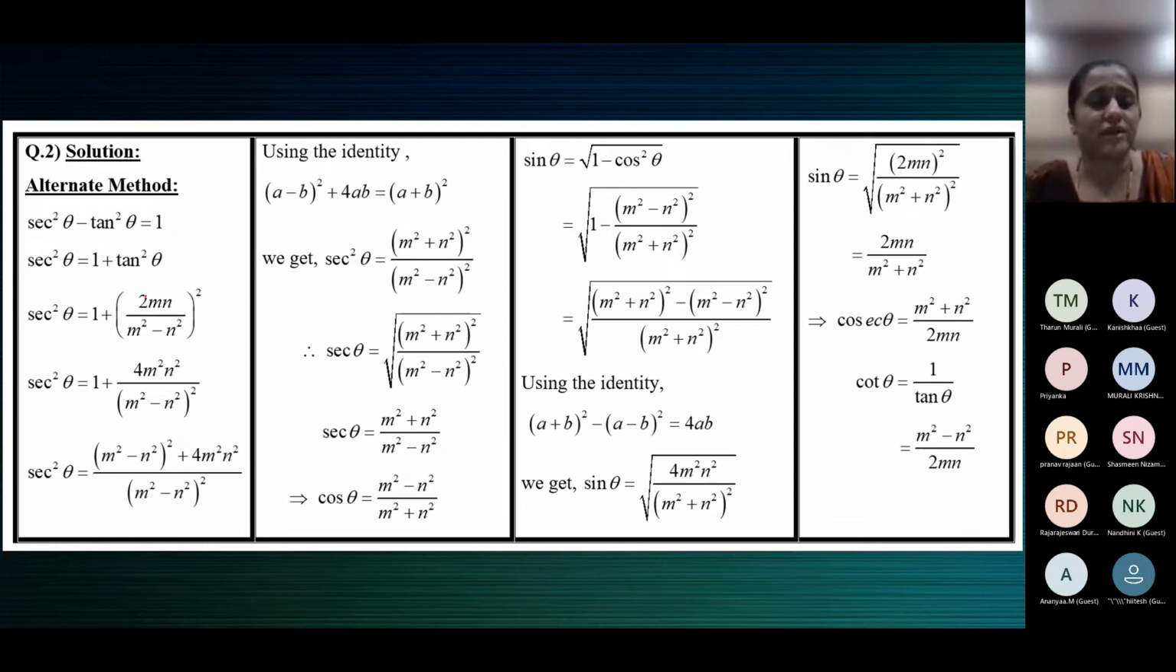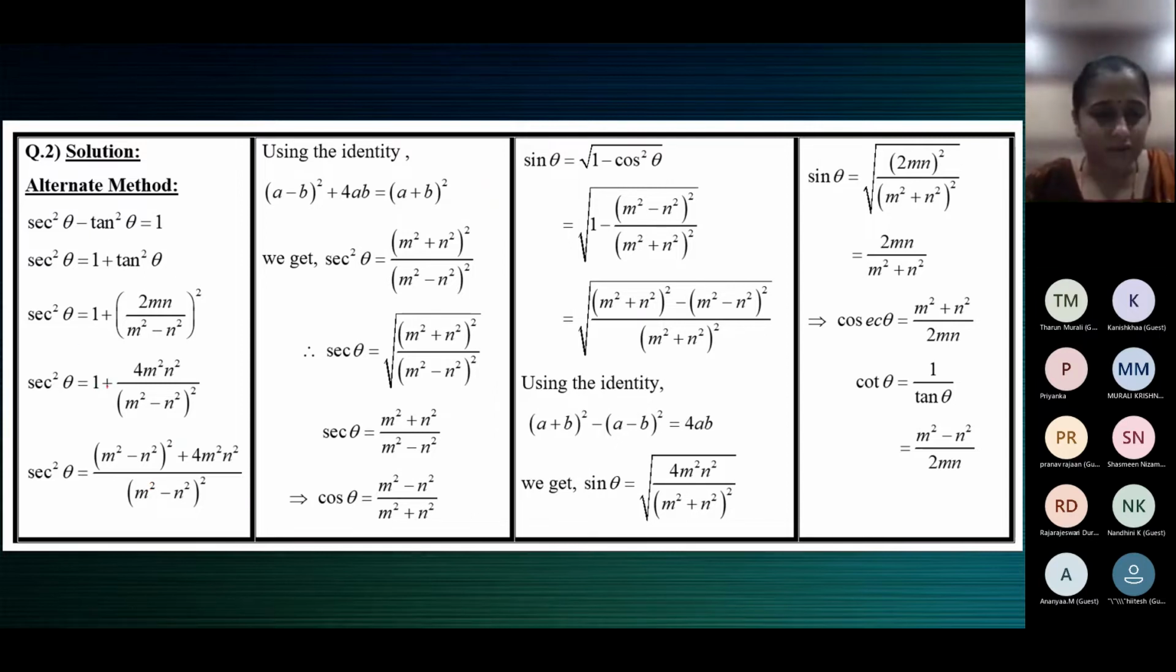Now when you square this, you will get 4m square n square, and here m square minus n square the whole square. Square the numerator, square the denominator. So secant square theta is equal to 1 plus, when you square the numerator, you get 4m square n square, and when you square the denominator, it is m square minus n square the whole square.